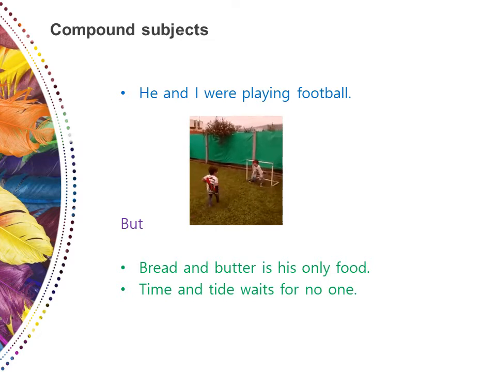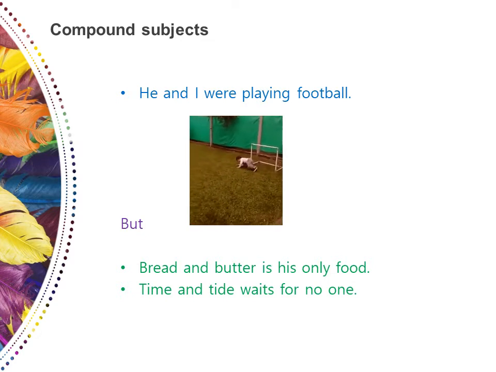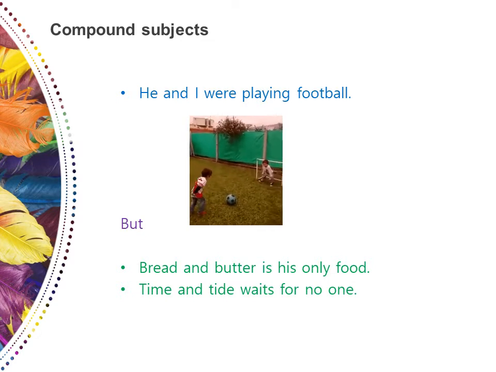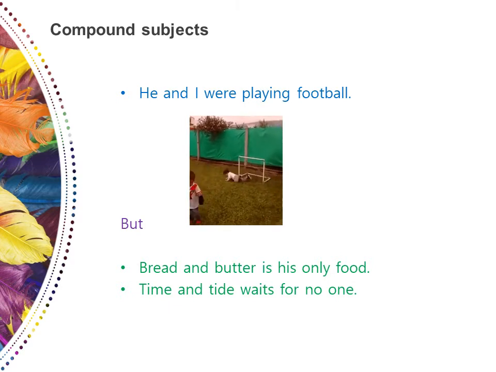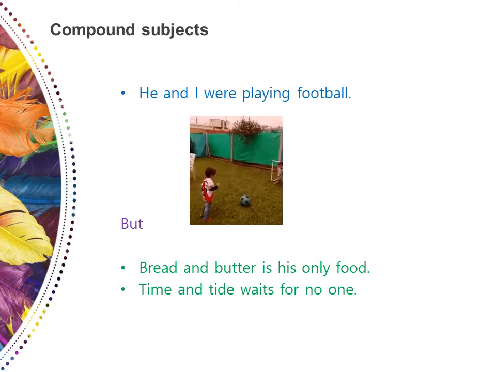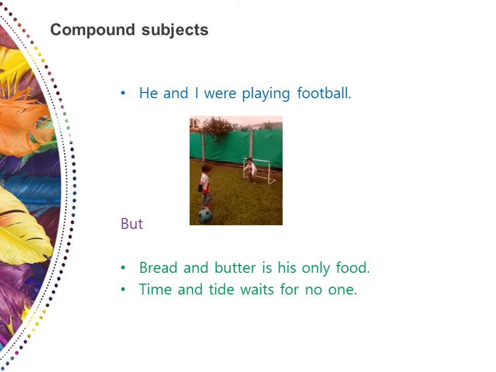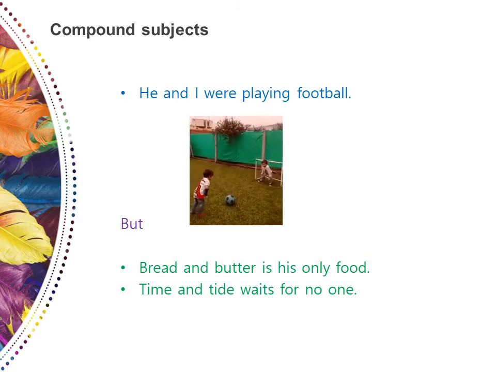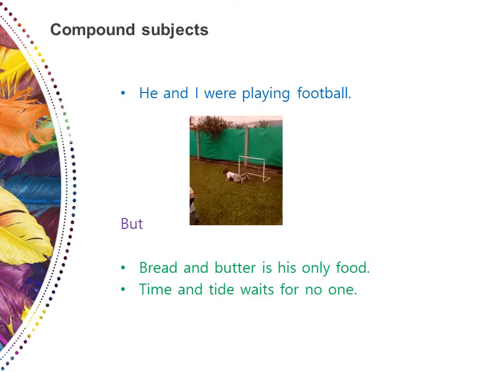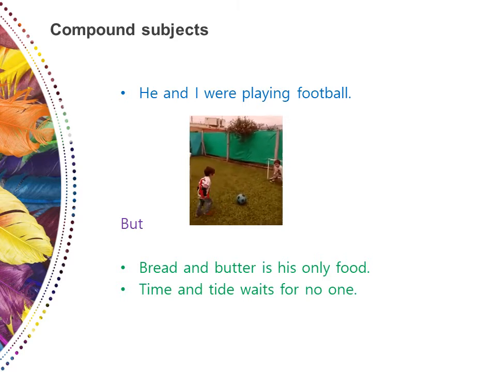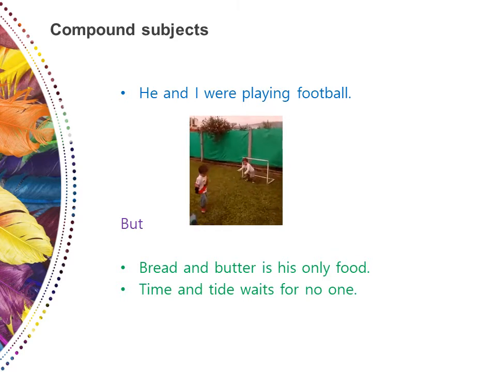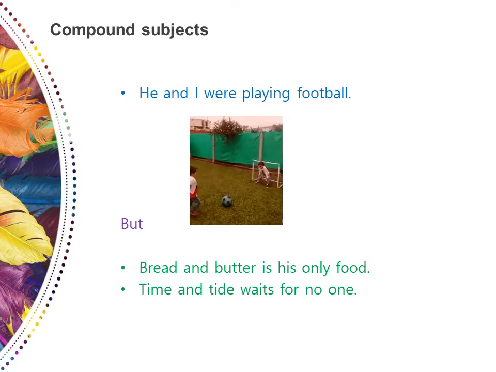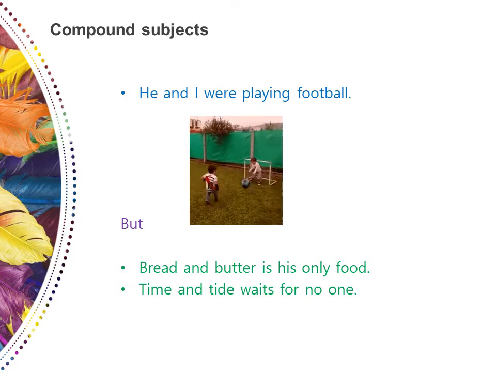Time and tide. By referring to time and tide, we rather mention the same subject. We refer to the same thing, and since time and tide are referred to together as a single unit, we use the singular form of the given verb, which is waits.